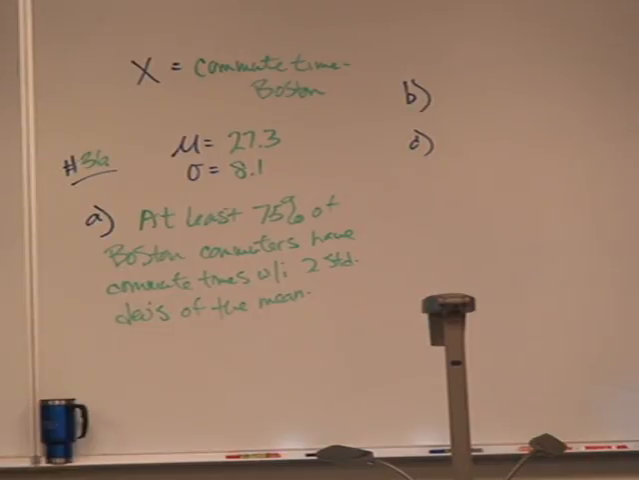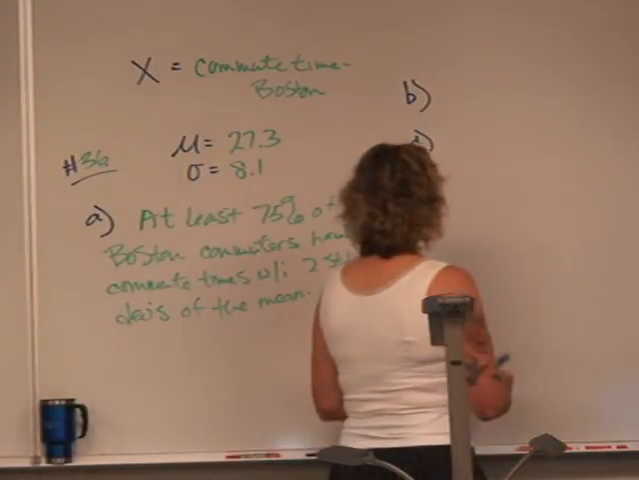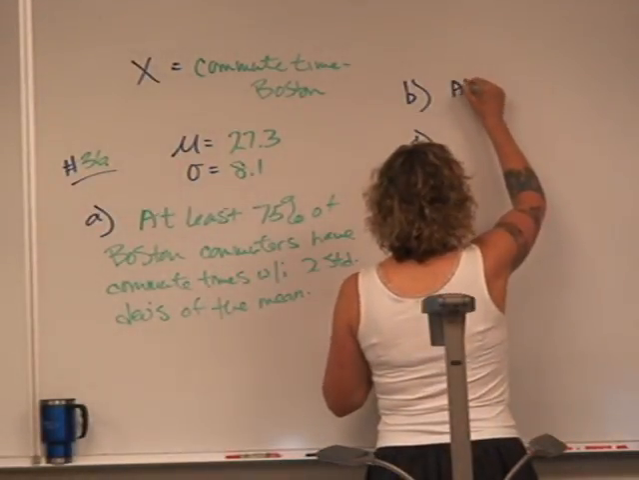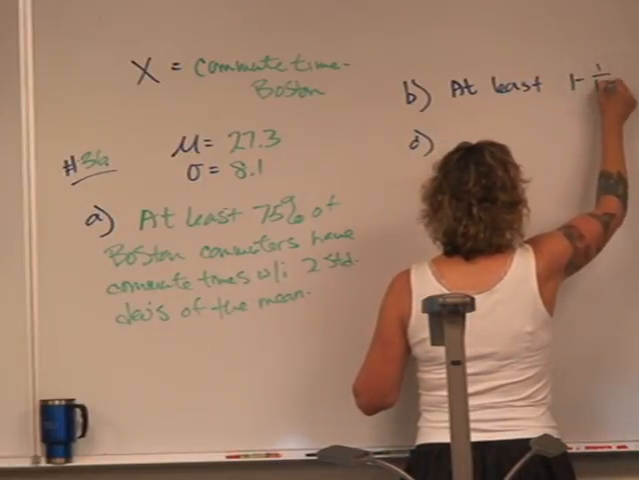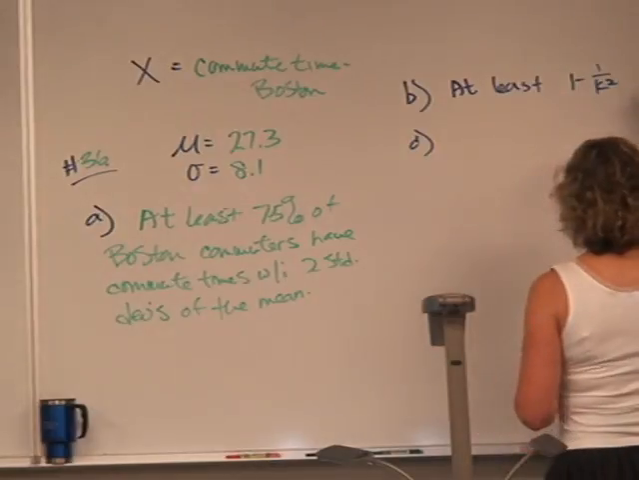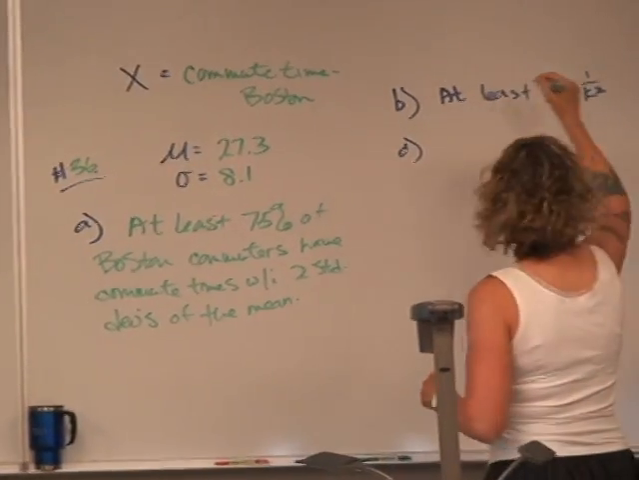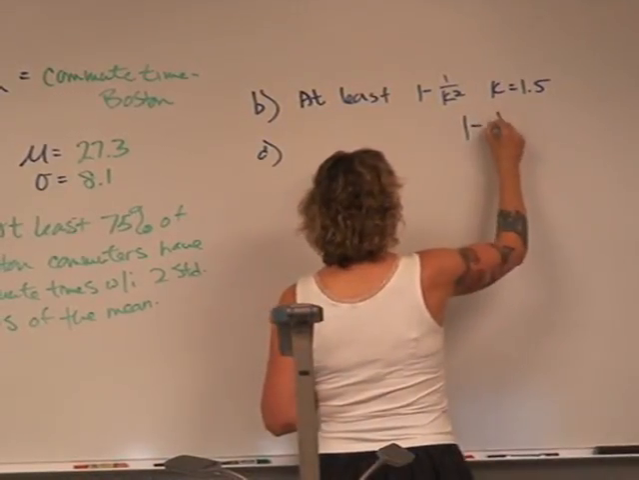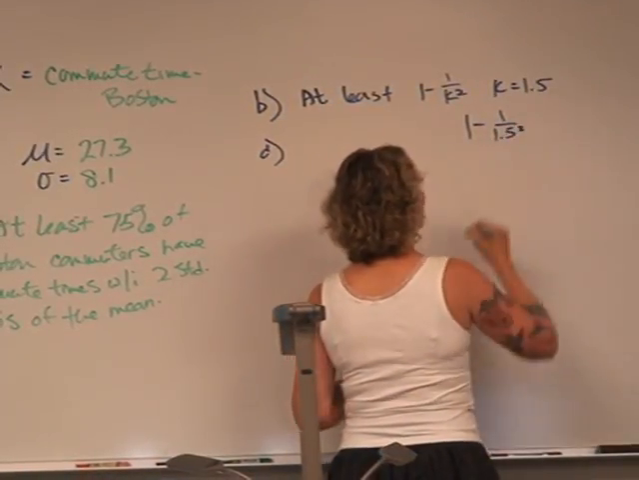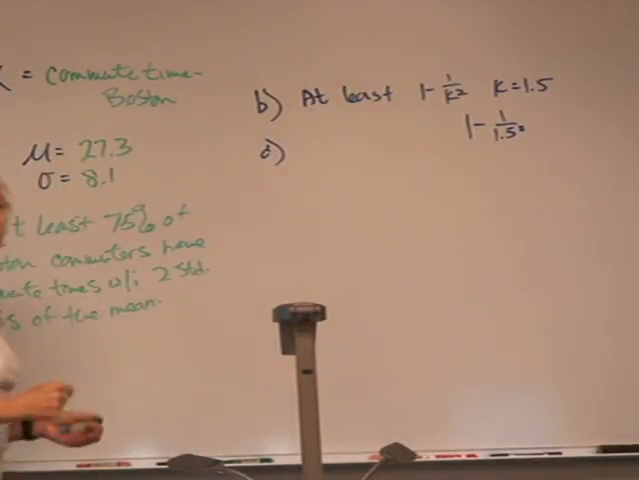Okay, so here the k, you're talking 1.5 standard deviations of the mean, and we want to know the percentage. So here you have to use that little formula. It would be at least 1 minus 1 over k squared. So if the k is 1.5, it would be 1 minus 1 over 1.5 squared. What do we get there? You guys help me out?